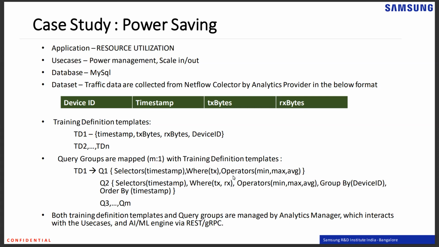So using both the training definition and query groups, the use case can request the AI/ML controller via this analytics manager, which will further request via the REST or gRPC protocol. After requesting, as I said before in the previous slide, the ML training and prediction process will happen, and the result will be output to the use case.